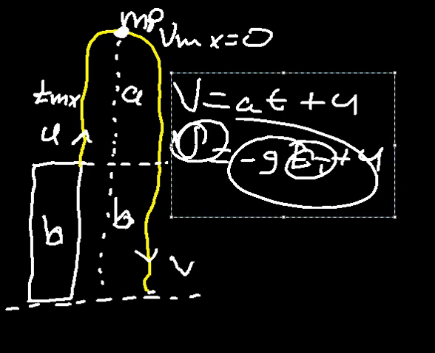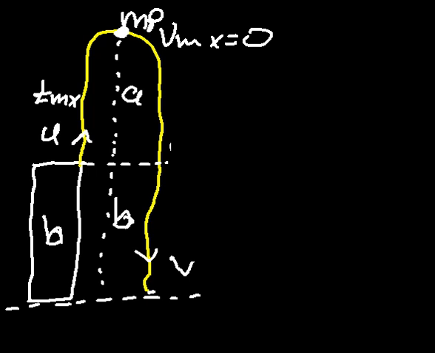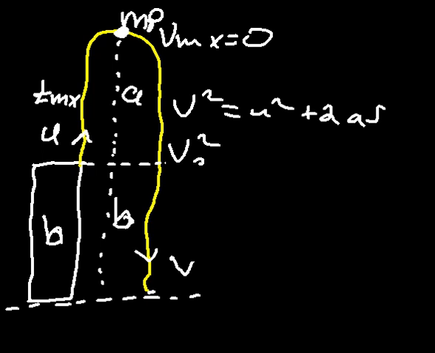And how else can we get the final velocity using another formula? We can use this one: v squared is equal to u squared plus 2as. Now this v is the final velocity of interest. So the final velocity squared is equal to the initial velocity squared minus 2g, and this displacement will be given as the height of the building, which should be b. So that's how you have to understand the final velocity.